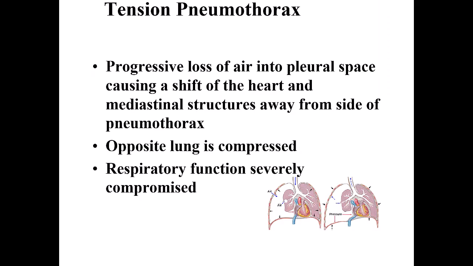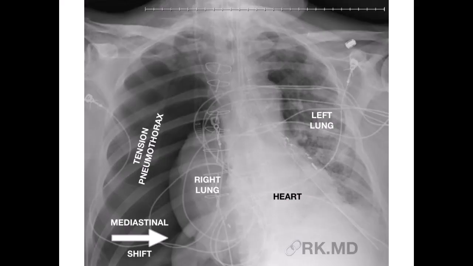Here we see a tension pneumothorax, and a tension pneumothorax is a life-threatening condition that must be treated immediately. With a tension pneumothorax, we have progressive loss of air into the pleural space, which causes a shift of the heart and mediastinal structures away from the side of the pneumothorax. The opposite lung is compressed and respiratory function is severely compromised.